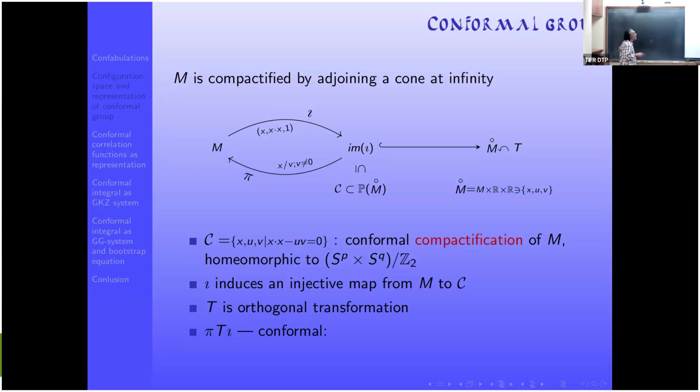So what is the role of the Z2? That's changing signs, as you said. So this is homeomorphic to SP cross SQ and then there's a Z2. Yeah. So that means I'm modding out with Z2. So if you did that with the ray, then you would get SP times SQ. But if you did it with the entire real line, you would get this extra Z2 piece.